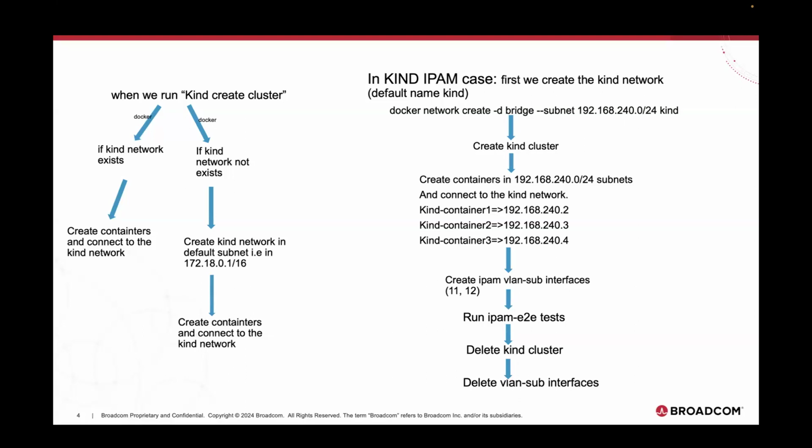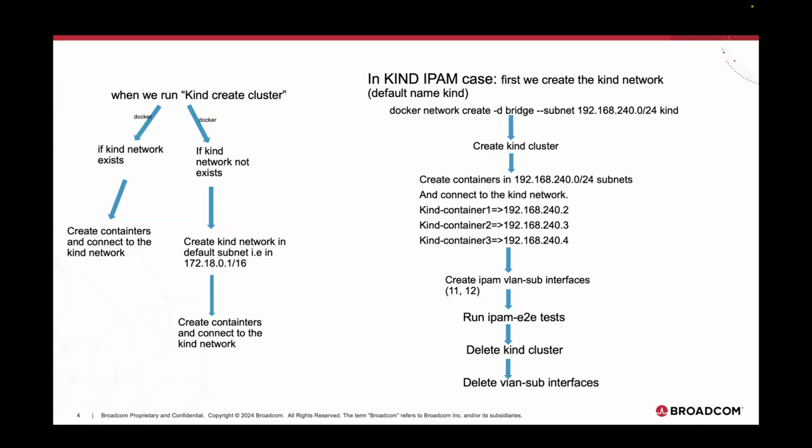But we need our network in the 192 range. So what are we going to do? In the kind IPAM case, we first create the kind network. I have allocated a dedicated VM for this, so there I first create the bridge, or kind network. After that, we create the kind cluster.